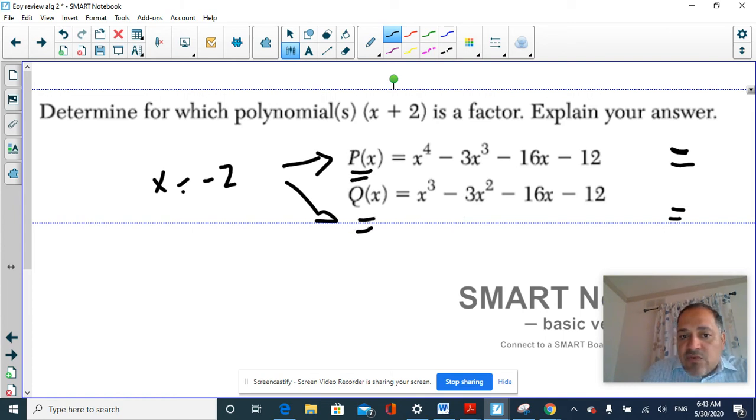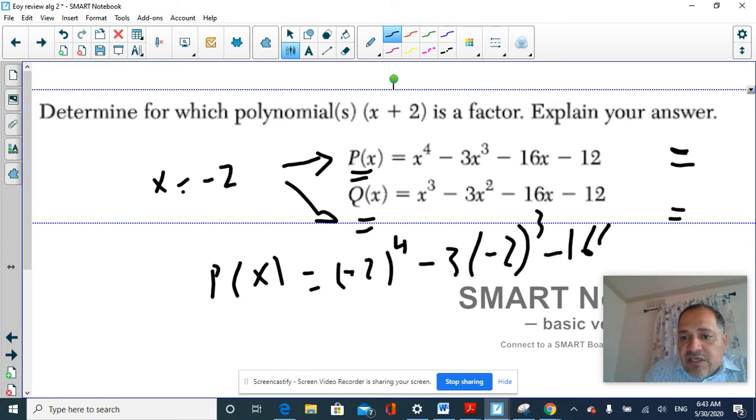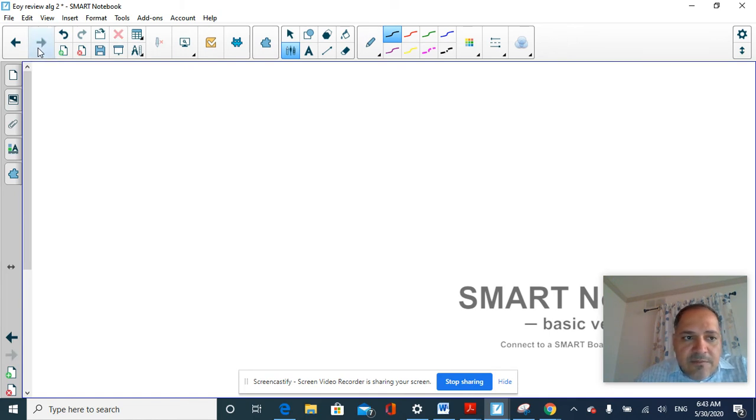I'm going to leave this question for you because it's easy. X equals negative 2, plug in negative 2 here for b of x. So negative 2 power 4 minus 3 times negative 2 power 3 minus 16 times negative 2 minus 12, and find it, and then mention which one is a factor. If it equals 0, then it's a factor. Okay?